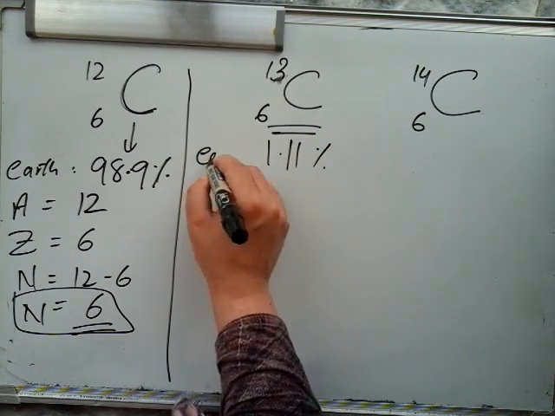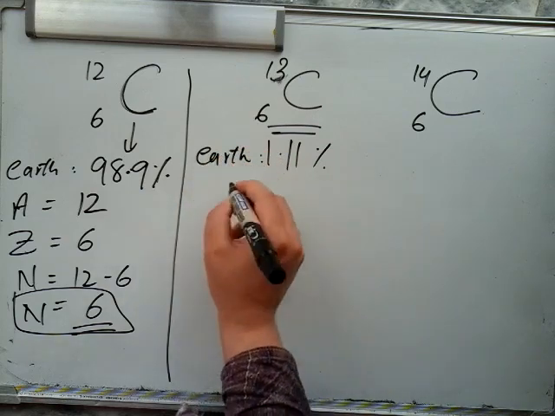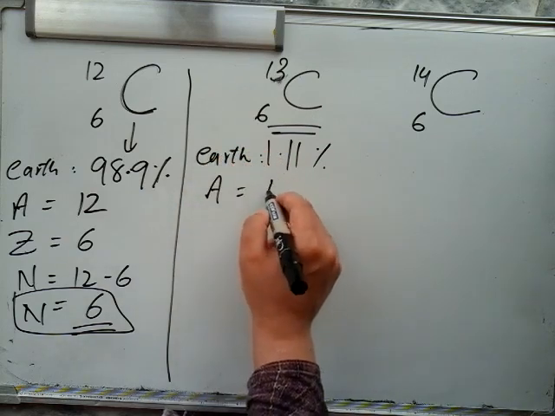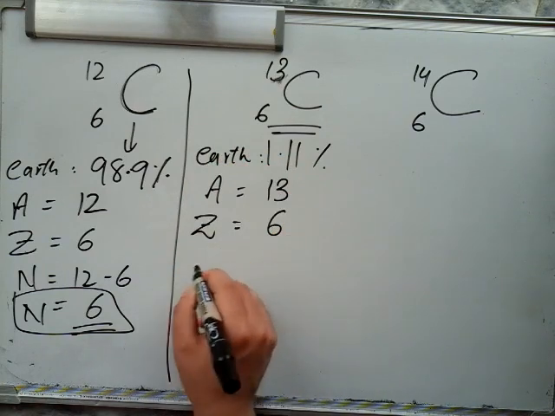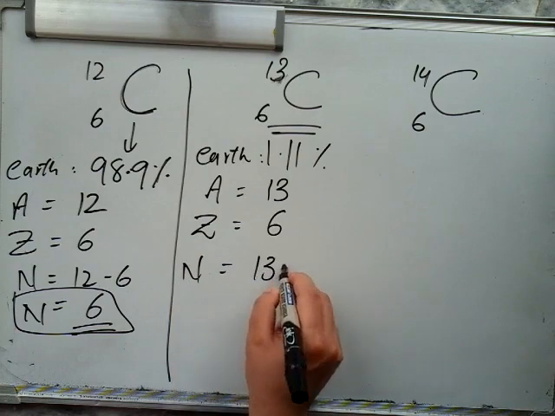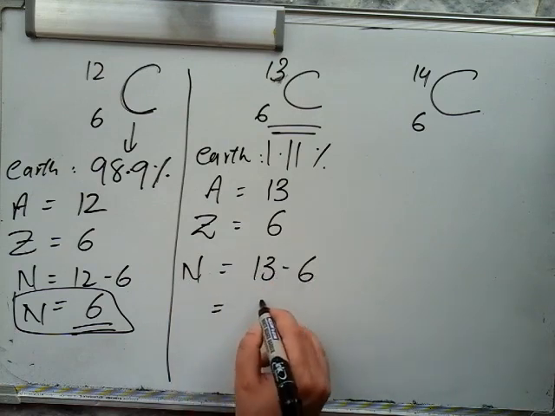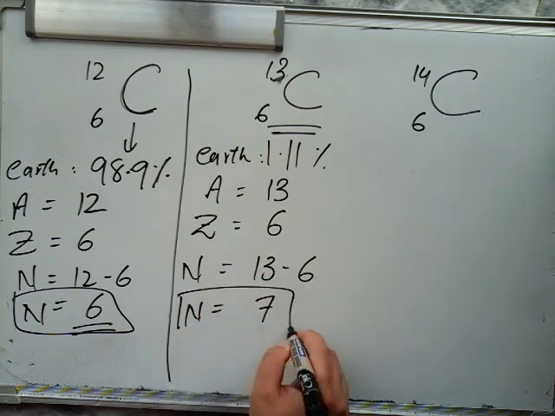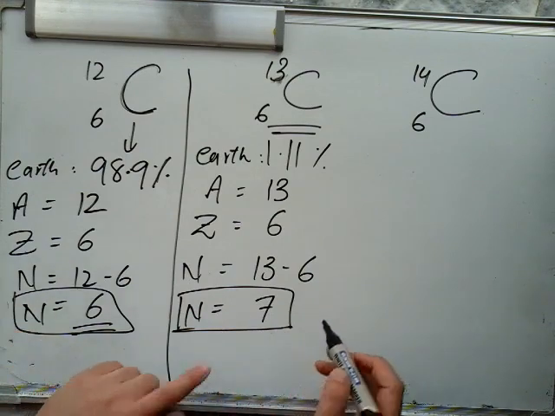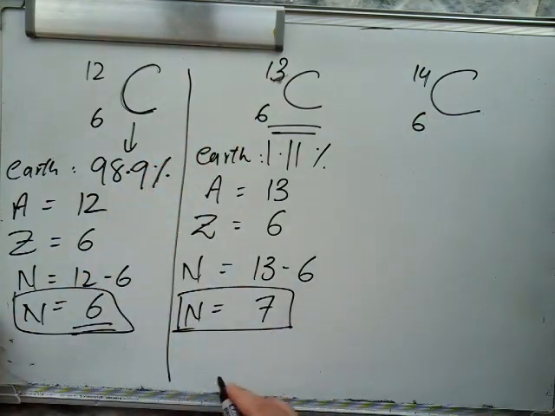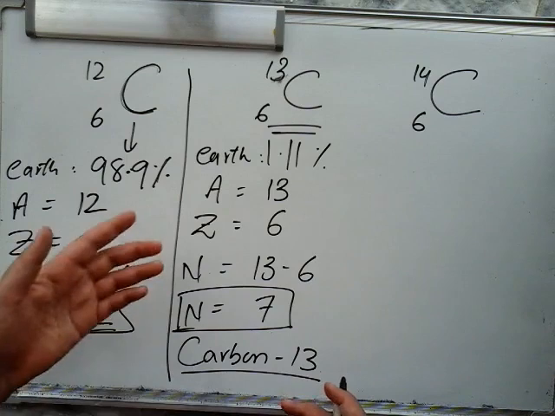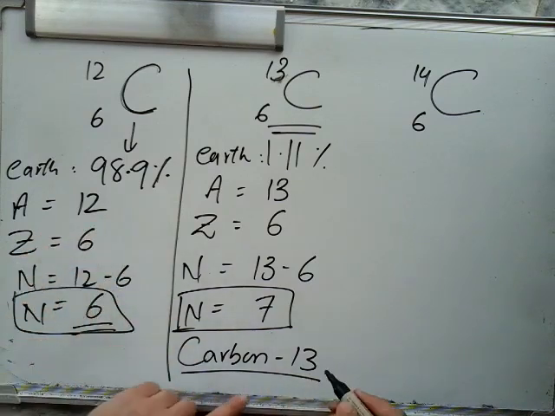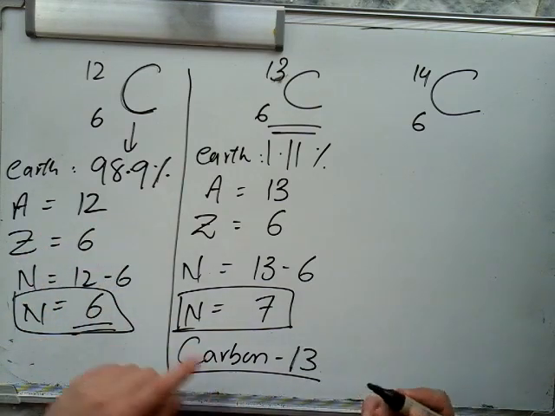This carbon is present on Earth up to 1.11%, a very small amount. Its mass number is 13, atomic number is 6, and neutron number would be 13 minus 6, which is equal to 7. So 7 is the neutron number of carbon 13. Sometimes we write it as carbon 13. The name of the isotope is written like this. We usually specify the mass number of the isotope.